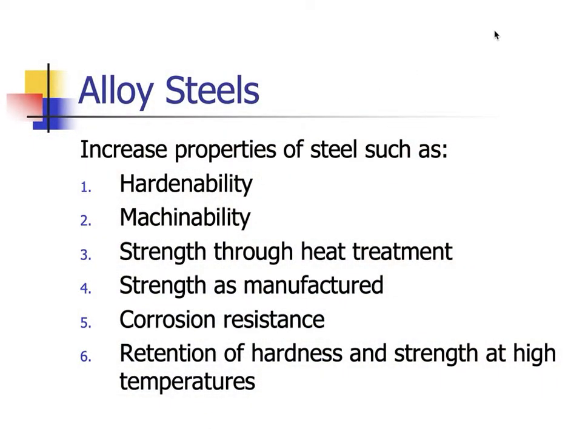Some of the things you might want to improve by adding alloys, and by the way, these alloys are relatively expensive. So these steels are not cheap, and they're in there typically to provide some sort of improvement in certain aspects. If we want to, let's say, increase our ability to harden something, number one here, we might put chromium or molybdenum or something like that in there. So we're going to talk about what different types of alloys we would add and why we would add them.